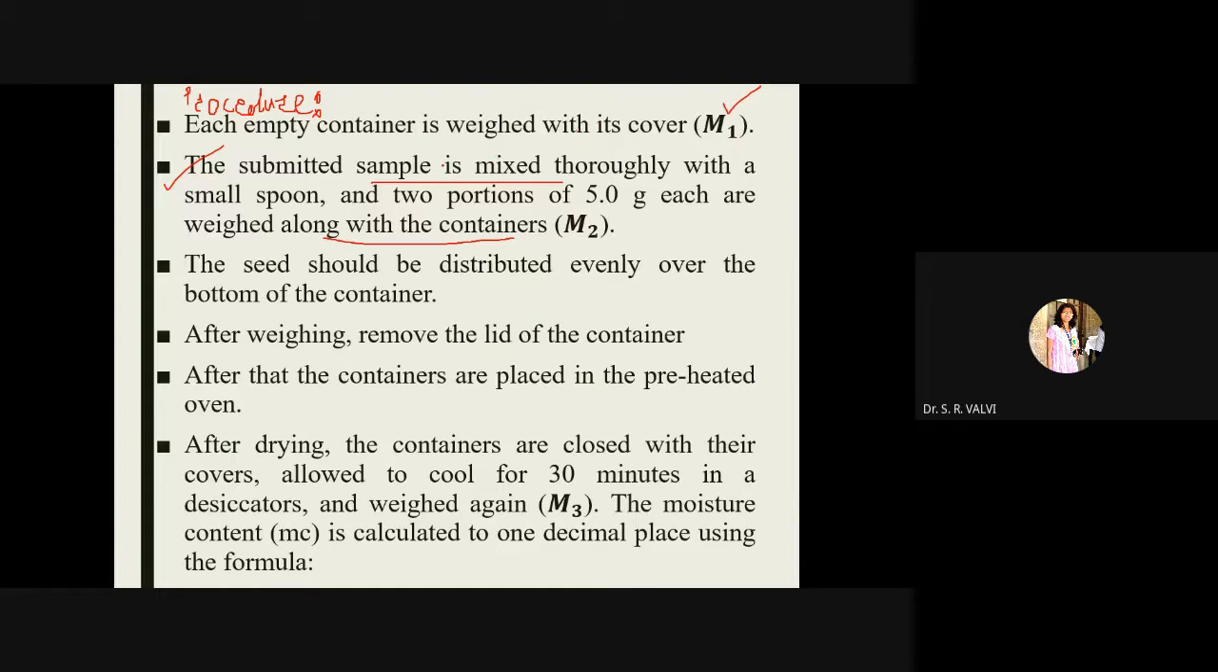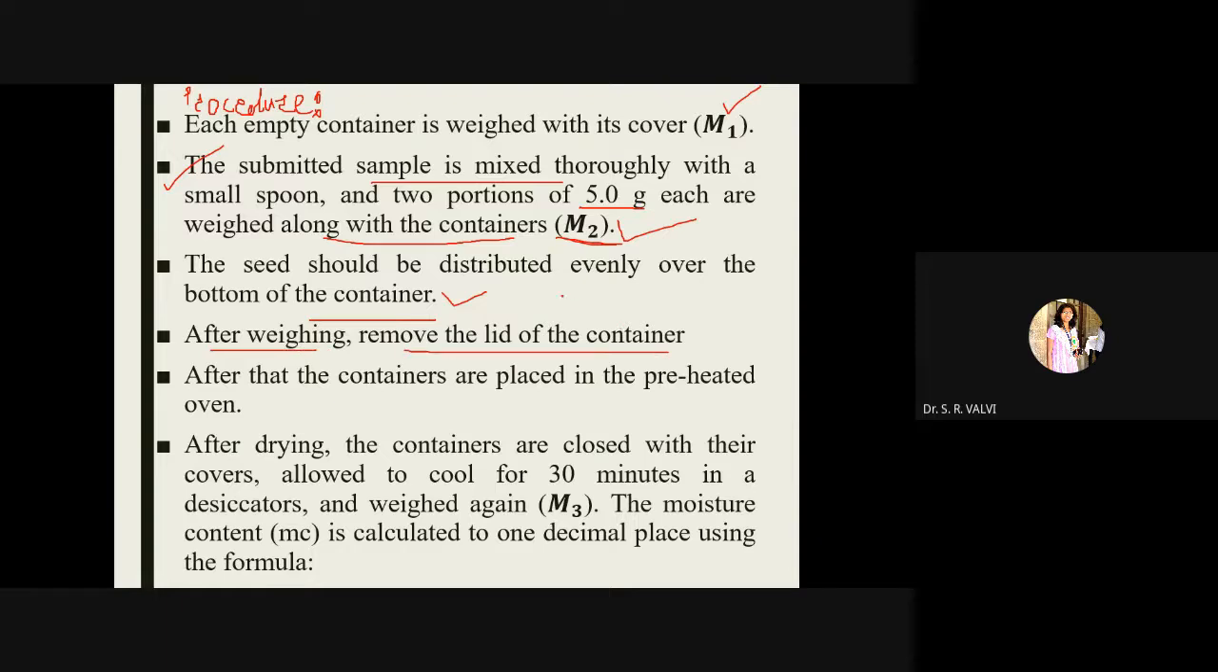Now take the same container, and 5 grams of the sample are placed in that container. Then you weigh it again and mention that weight as M2. Next, the seeds should be distributed evenly over the bottom of the container. Now you have to distribute the seeds on the bottom of the container. So after weighing, remove the lid of the container.